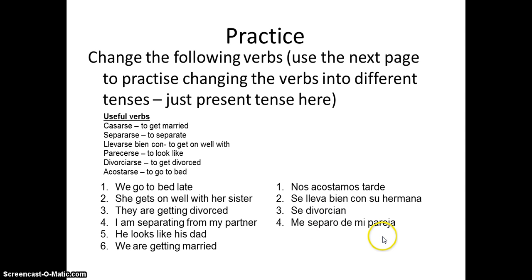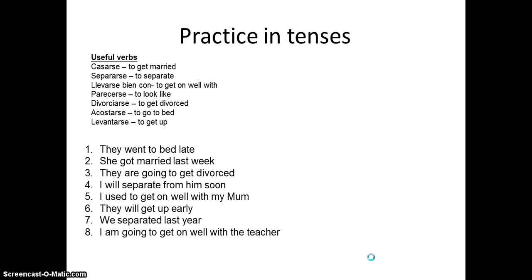"Me separo de mi pareja." I'm separated from my partner. "Se parece a su padre." Remember, when you have a verb plus a person, we need to put that little personal "a" between the two. But if you haven't done that, don't worry about it, as long as you've got the "se parece" right. And the last one, "nos casamos", we're getting married. Okay, and the practice in tenses.